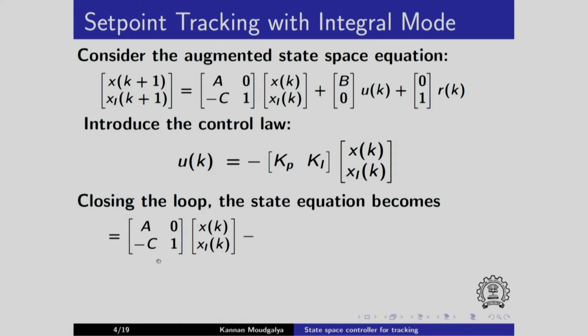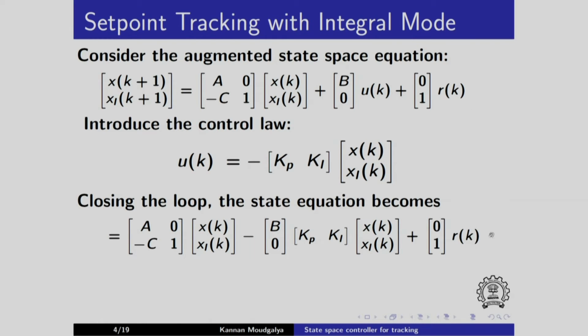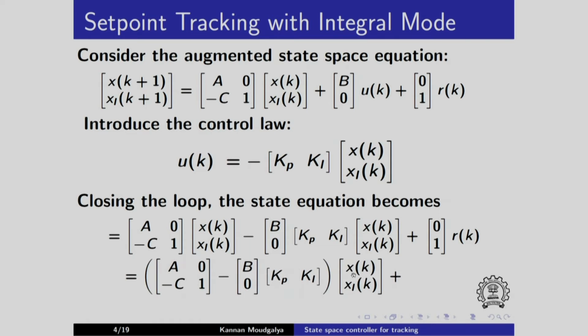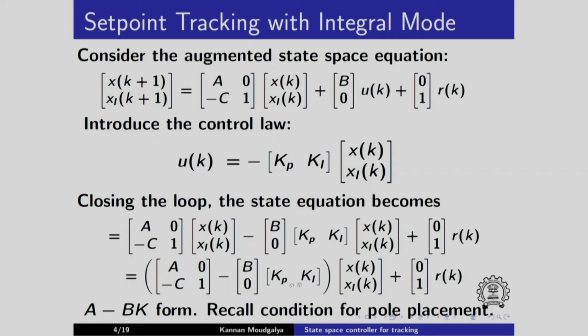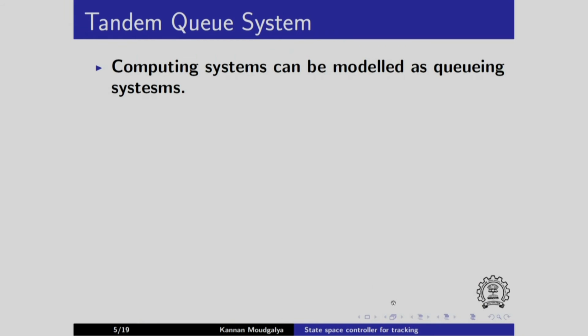The first term is kept as it is. For the second one, I have substituted for u. The third one is copied as it is. Let us group these two. I get this expression. And then the reference signal is here. So this is like A minus BK into x plus reference signal. This is in the A minus BK form. Let us recall the condition for pole placement. We will present an example now.